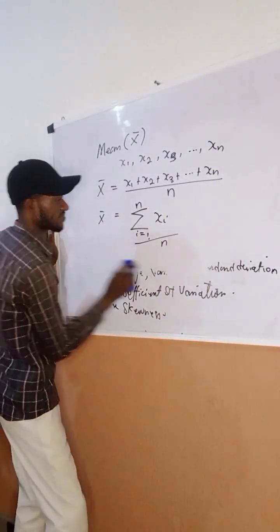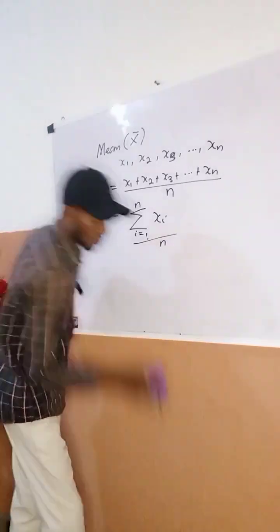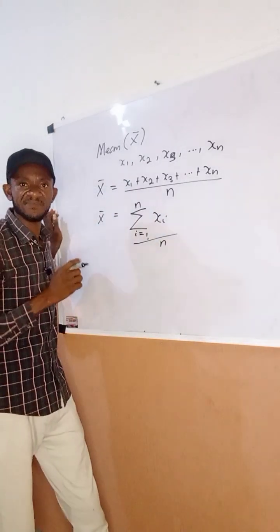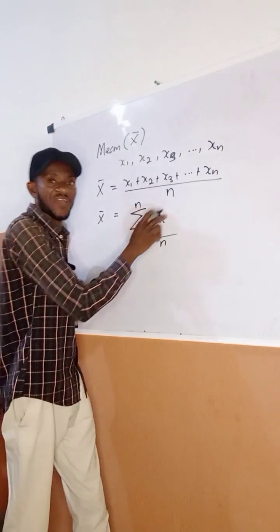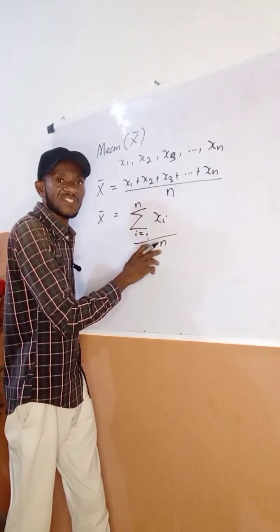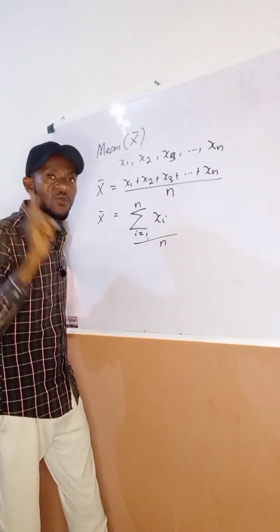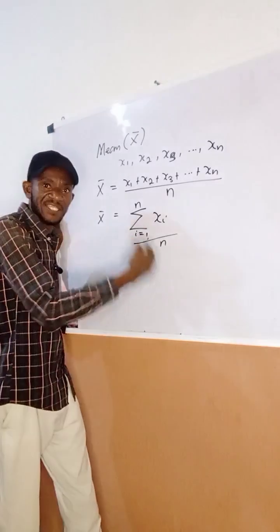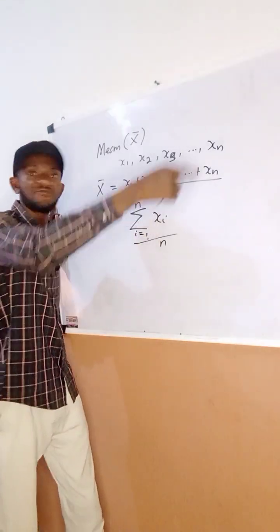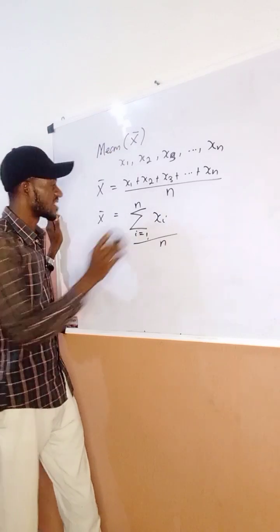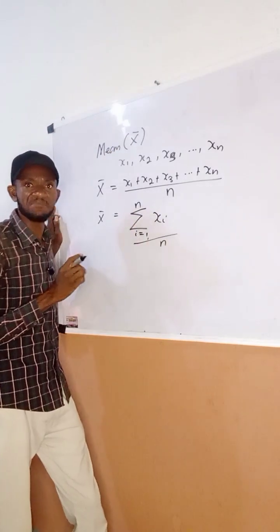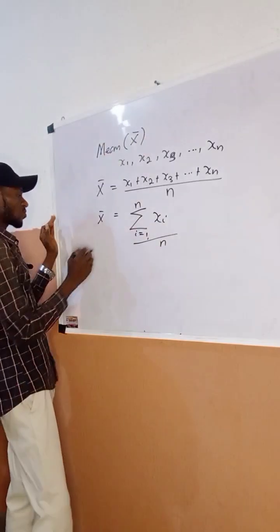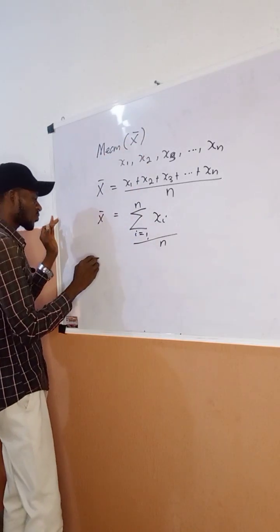All over n. So this is actually the formula for the mean: summation of xi all over N, for an array of data, that is, a data set that does not contain frequencies. This is the formula for the mean.